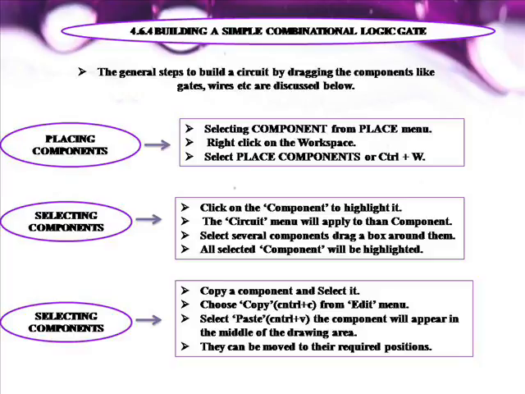Selecting components. Click the component to highlight it. The circuit menu will apply to that component. To select several components, drag a box around them. All selected components will be highlighted. Copying a component: select it, choose Copy (Ctrl+C) from the Edit menu and then select Paste (Ctrl+V). The component will appear in the middle of the drawing area. It can be moved to the required position.